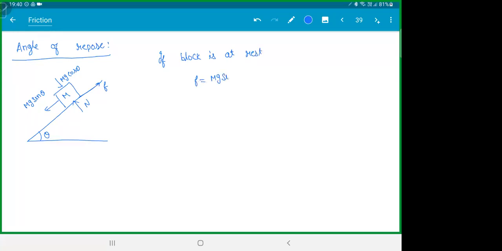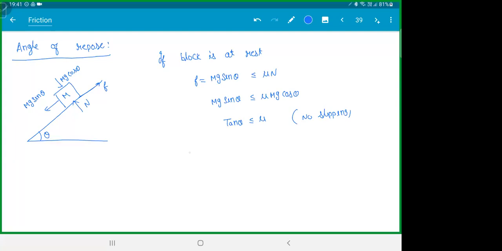Be careful, never say f is equal to mu into n. And this should be less than equal to mu n. We get mg sine theta less than equal to mu mg cos theta. So we get tan theta is less than equal to mu. So as long as this condition is satisfied, there is no slipping.